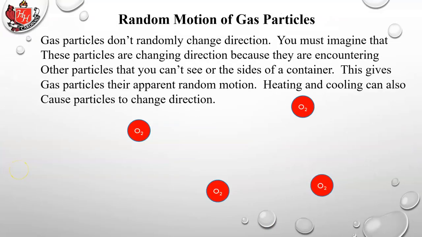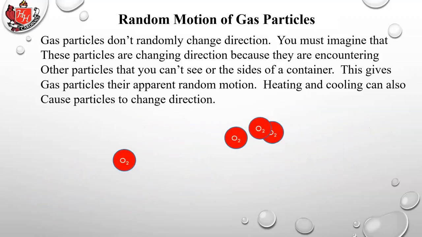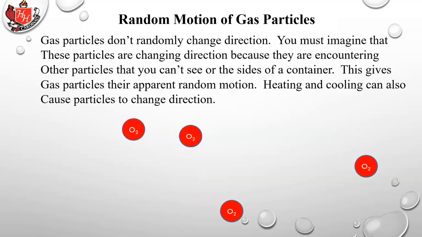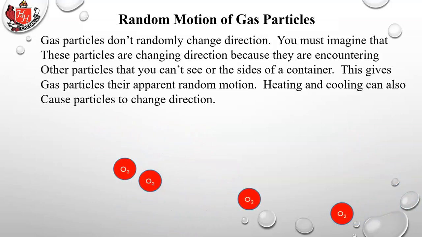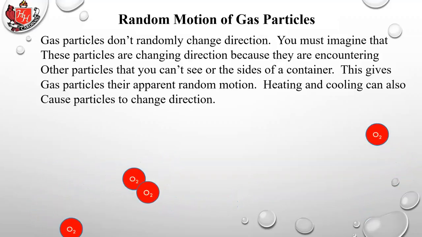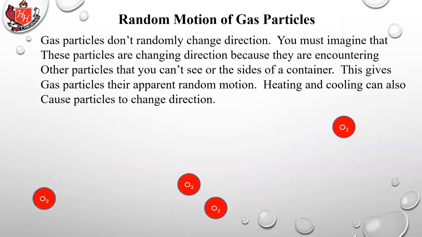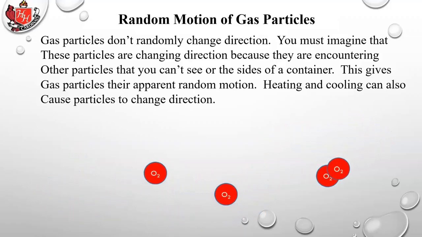Gas particles don't randomly change direction as they appear to be doing here. You must imagine that these particles are changing direction because they are encountering other particles that you can't see or the sides of a container. This gives gas particles their apparent random motion. Heating and cooling can also cause particles to change direction.